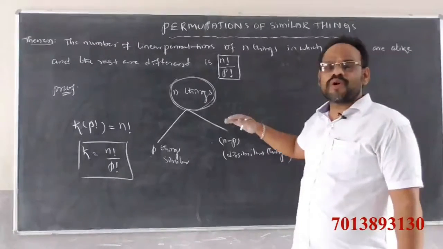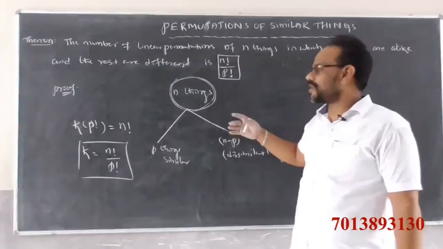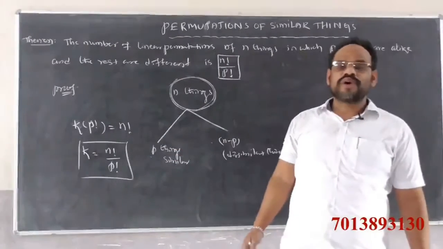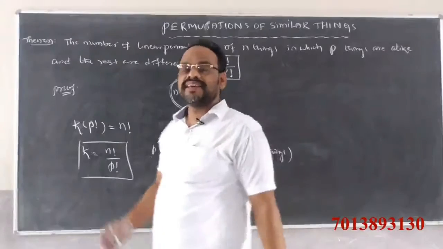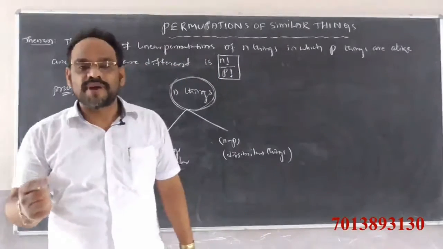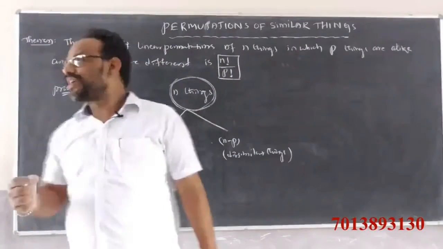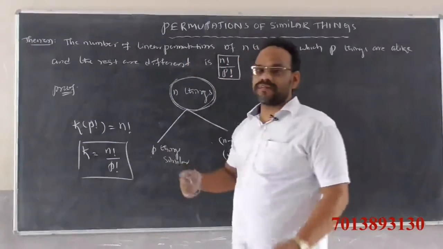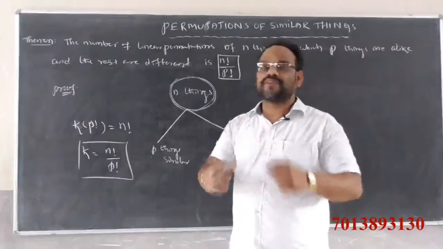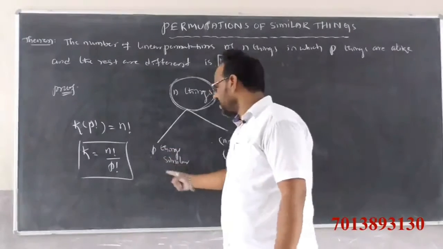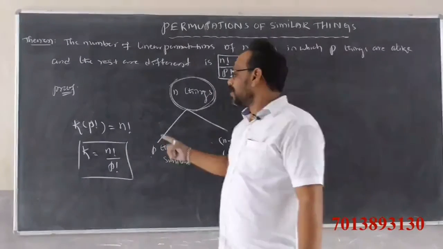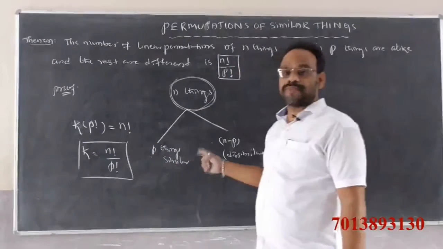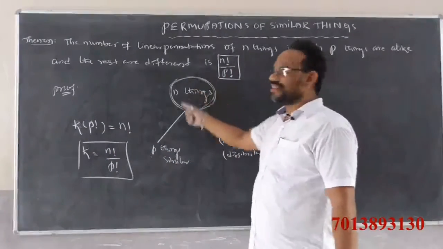Let us assume the total number of permutations is k. So k into p factorial, since the p similar things are arranged in p factorial ways. So k times p factorial is equal to the total things, how many things?